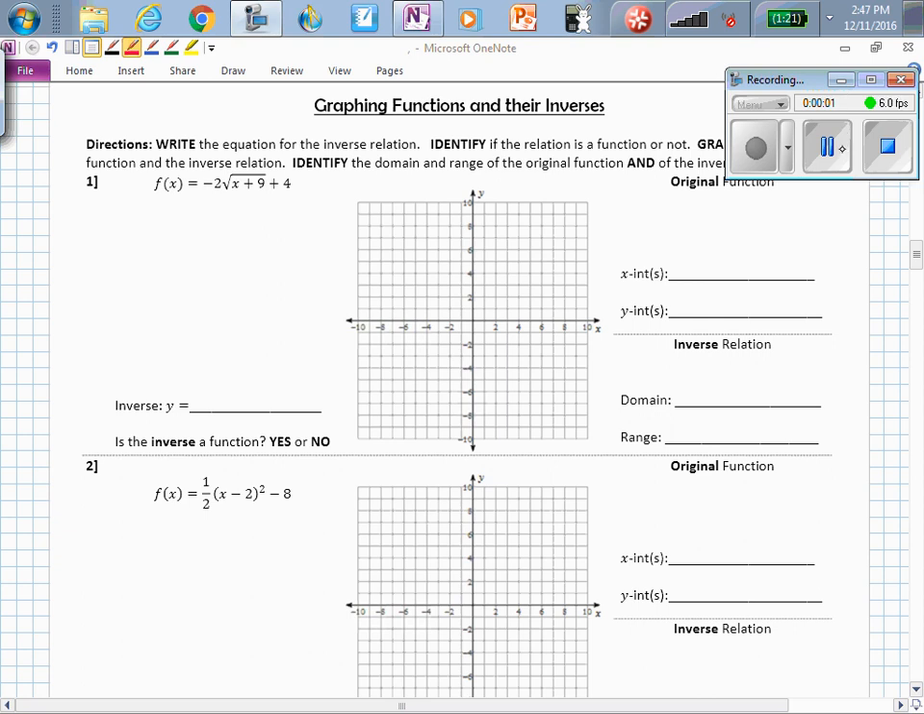Okay, we're going to do two things in this video. We're going to graph functions and their inverses, and then we're going to write the equations for the inverses. Let me pause though and go ahead and graph.